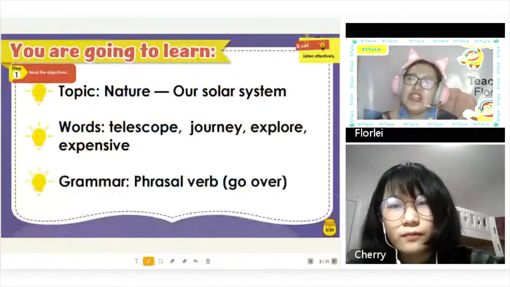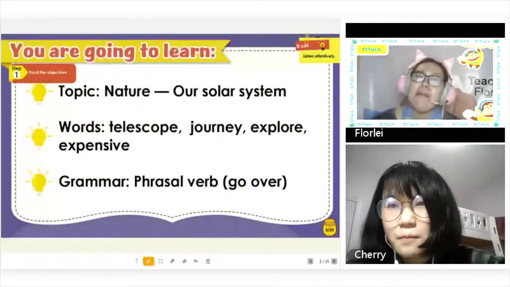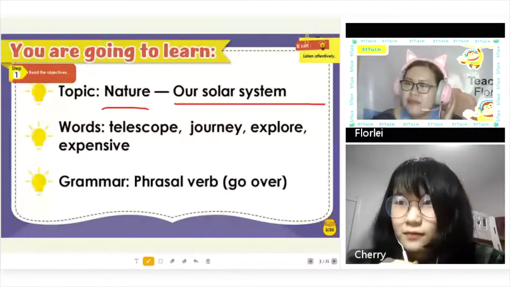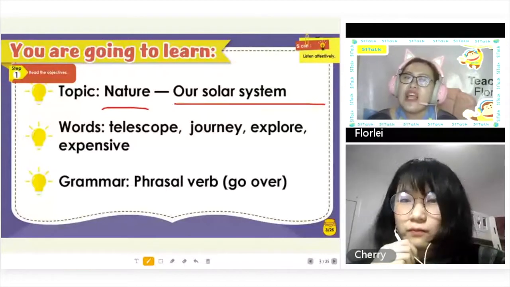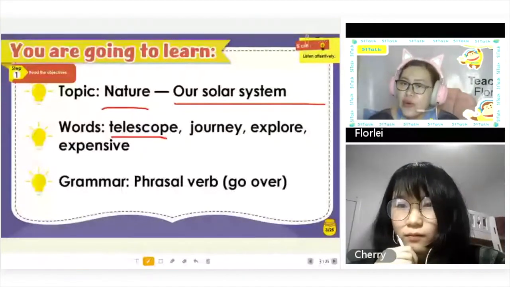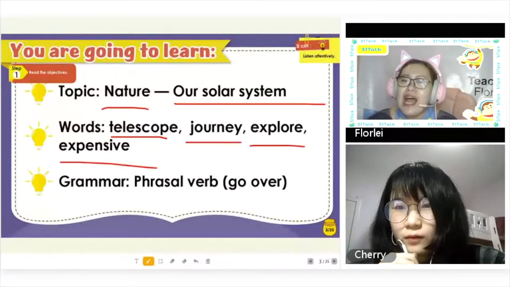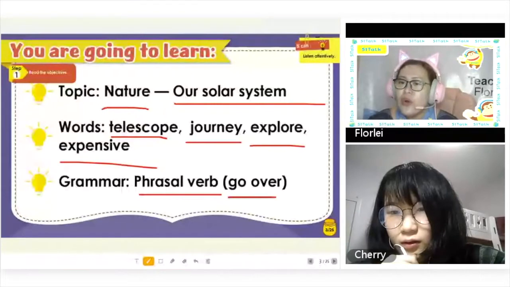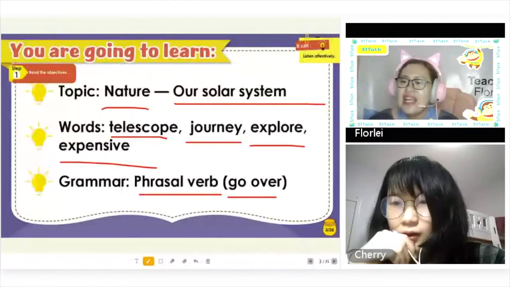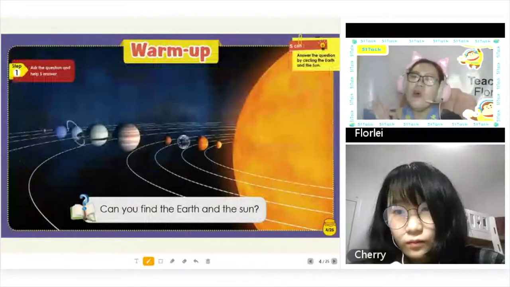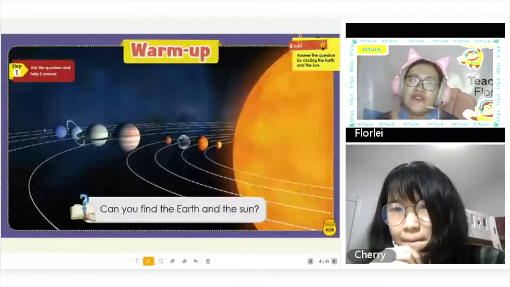Okay, tonight you are going to learn about nature, our solar system. And we are going to study the vocabularies telescope, journey, explore, and expensive. And we are going to learn about the phrasal verb go over. Okay, let's go to the next page. Let's do a warm-up exercise first.